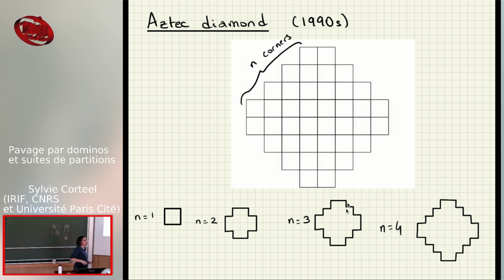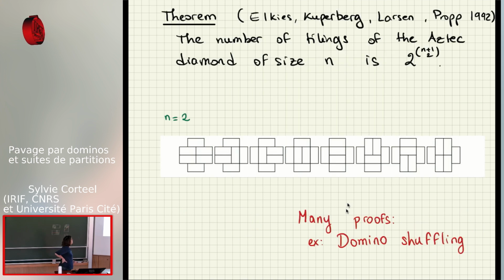And then you can ask the same question we asked on a rectangle: how many tilings can you do? It's a result of Elkies, Kuperberg, Larsen, and Propp that it's a power of 2. If the Aztec diamond has size n, then the number of domino tilings is 2 to the n(n+1)/2.